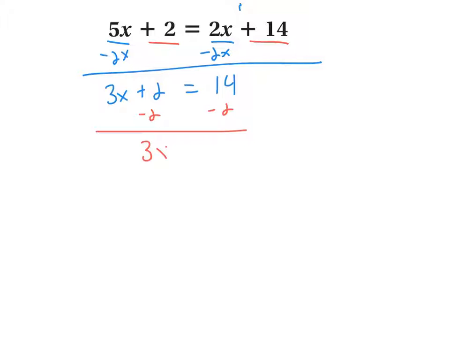Which leaves us with 3x equals 12. Our final step here is to just divide both sides by 3, and yes, we get x is equal to 4. Okay, now we could go back up here.